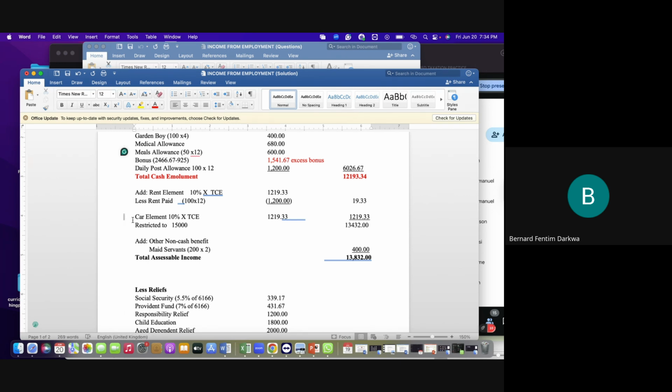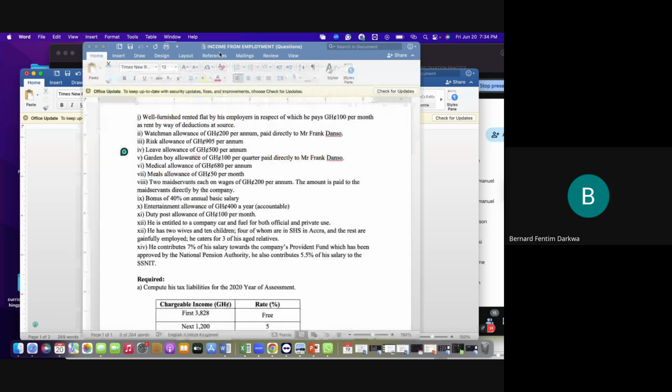Then go to the car element. Now, let's look at the car element. What was the condition that he was provided? Look at it. He is entitled to a company car and what? Fuel. So here, the condition is that he was given car and fuel only, no driver.